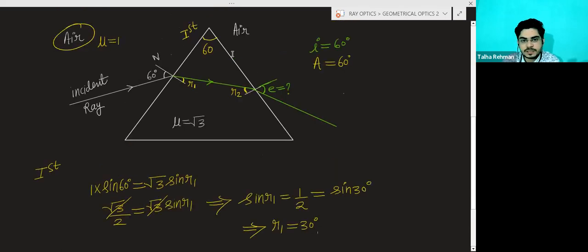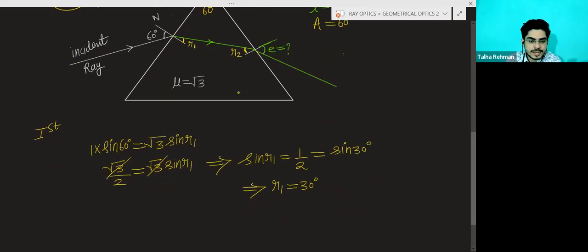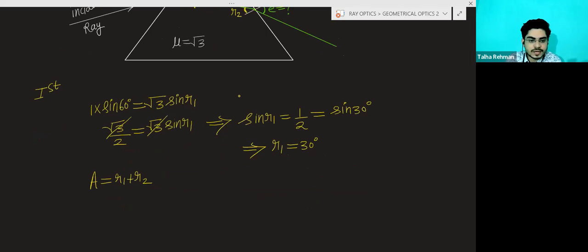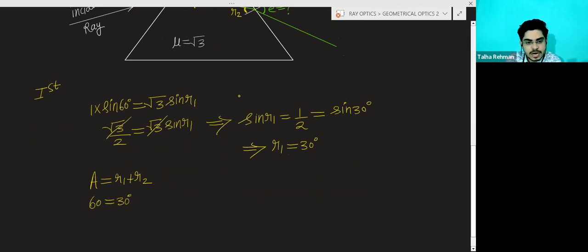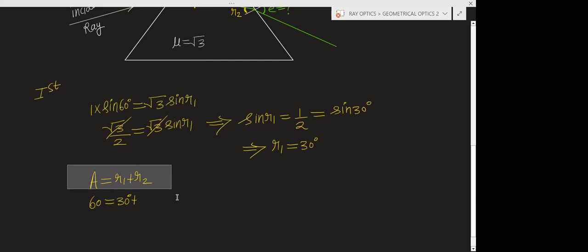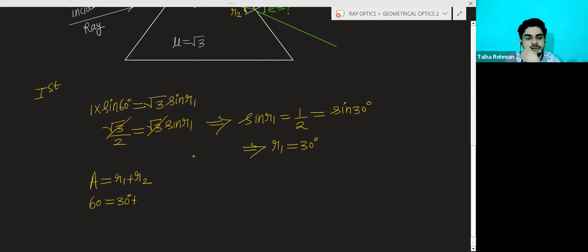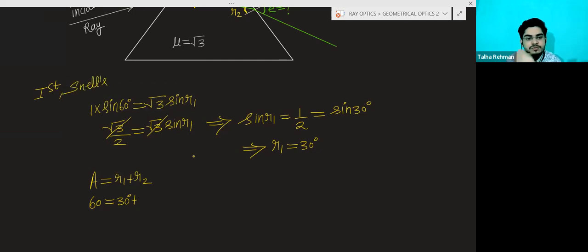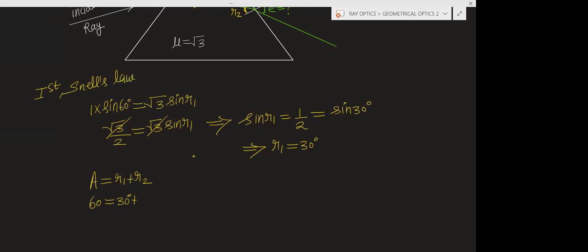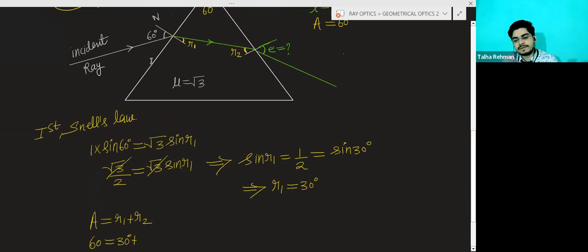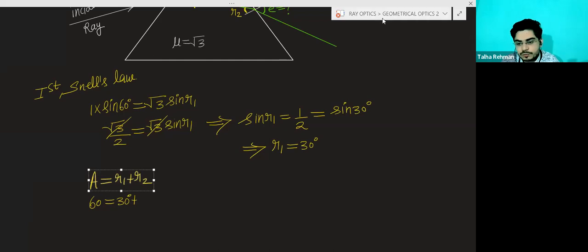For the prism, there is a relation between the angle of the prism and R1 and R2. The angle of the prism is equal to R1 plus R2. We have seen this in the last derivation. Is this the formula you are asking about? No, yes, the upper one. This is Snell's law, a very famous thing we have used many times. Refractive index of one medium multiplied by sine of angle with normal equals refractive index of another medium multiplied by sine of angle with normal for that medium.